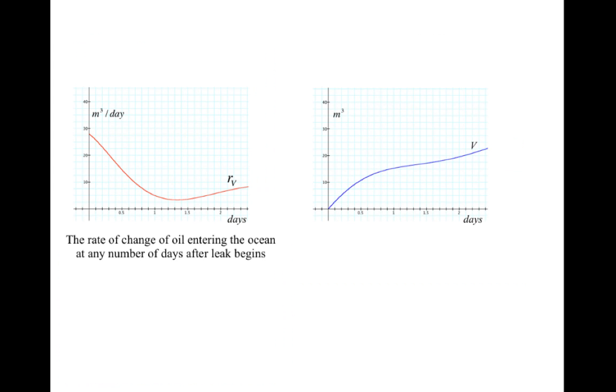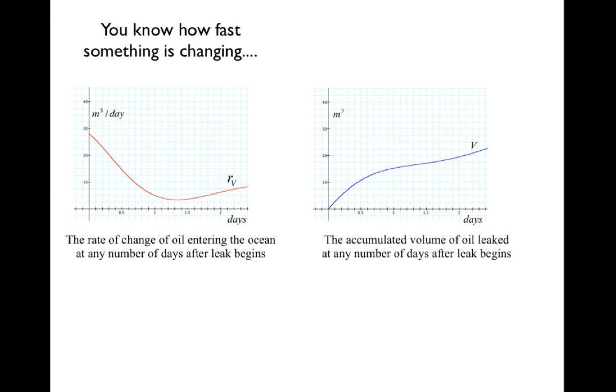So what are we doing right now? Left graph, rate of change of oil entering the ocean. This isn't on your handout. Don't worry, this isn't on your handout. Rate of change of oil entering the ocean and accumulated volume of oil leaked. Okay? So what journey are we on? You know how fast something is changing, in this case, the rate of change of oil entering the ocean. And what we want to determine is how much of it we have. This is the journey we're on right now, in the next couple of weeks, or three.